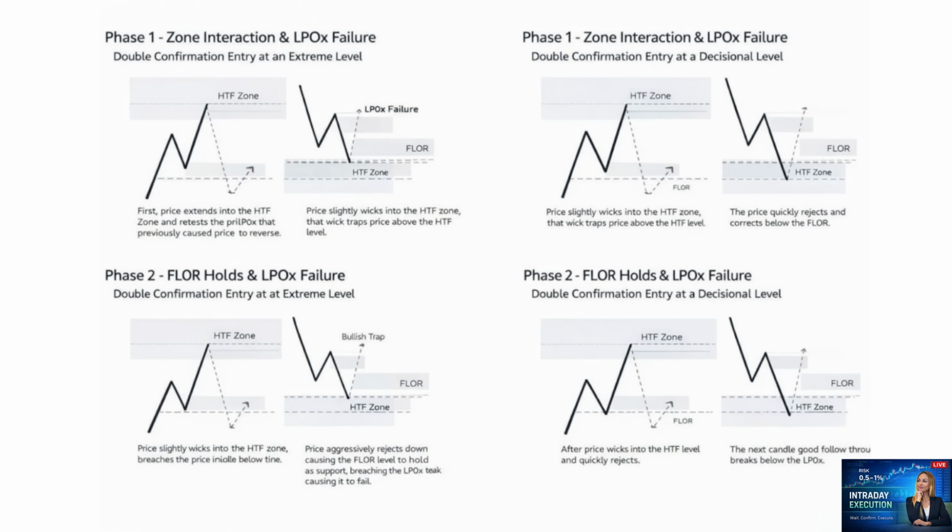Let's talk about that. After establishing whether to use a double confirmation or confirmation entry, the next step is to determine which level to enter on. There are two different level options: the extreme level or the decisional level.